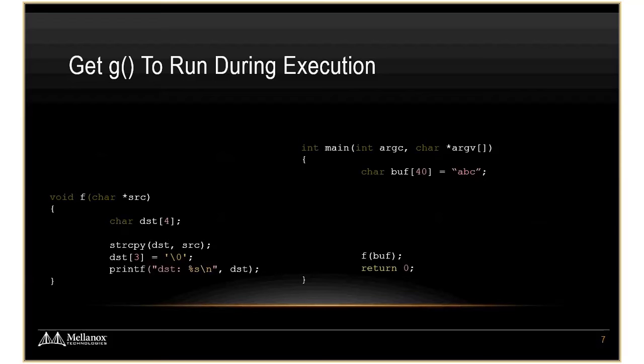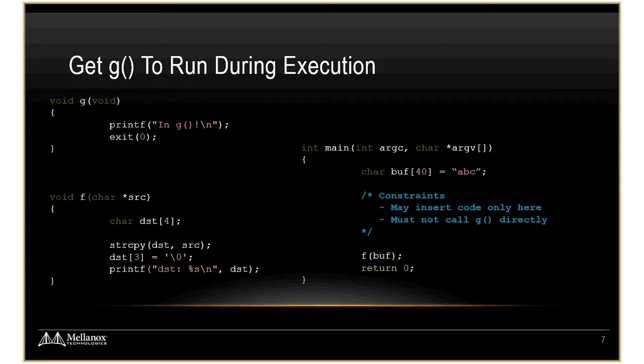In the quiz, we have another function, g, which simply prints "in g" and calls exit. What you have to do in the quiz is to get g to run. There are a few constraints, of course, otherwise it wouldn't be that difficult. The constraints are as follows. The only place you can write code is over here. And of course you cannot call g directly.